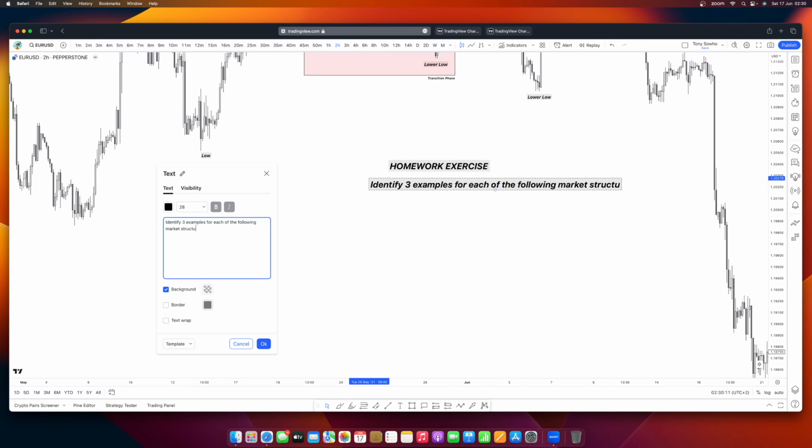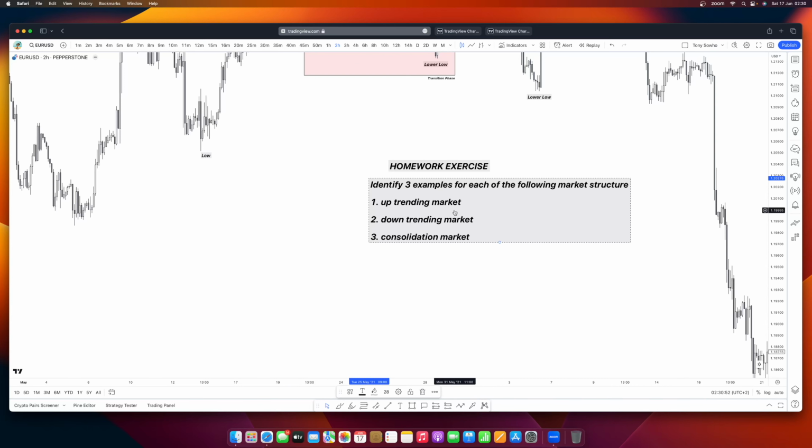market structure. Number 1, uptrending market. So look at 3 examples on the chart. Go to any currency pair of your choice and identify an uptrending market. Don't just draw the line. Make sure you're annotating on it, higher highs and higher lows and all of that. Then you send it to me. Number 2, a downtrending market. And number 3, a consolidation market. That is it. That is the homework exercise.